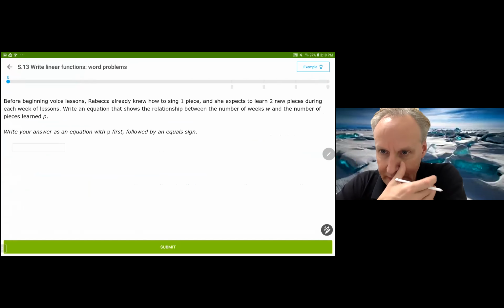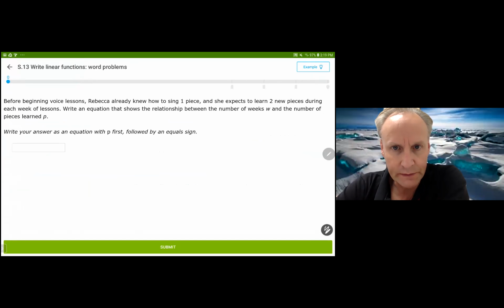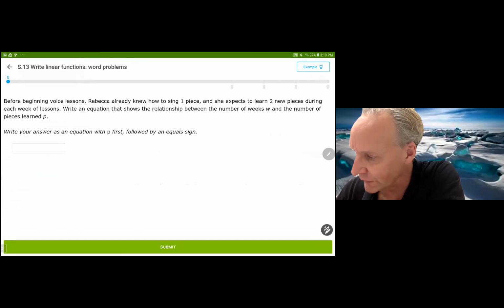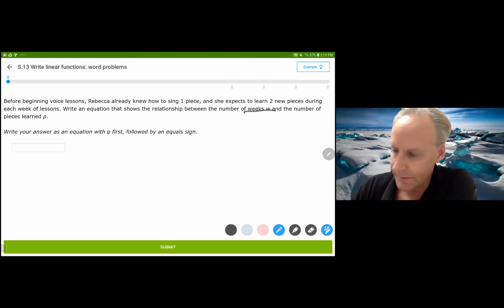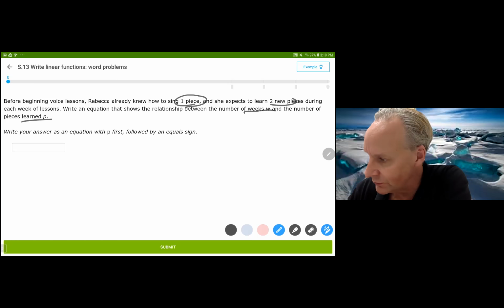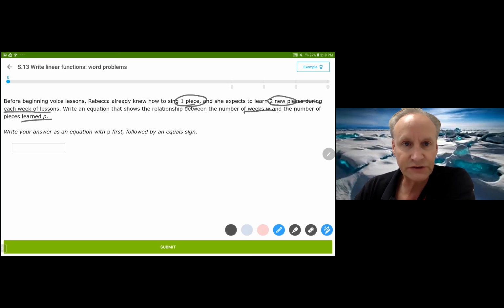Looks similar to the slope-intercept form over here, except they want me to use different variables. Let's see. Write an equation that shows the relationship between the number of weeks W, so we're going to use W for weeks, which makes a lot of sense, and the number of pieces learned, so P is the number of pieces learned. And it says she already knows how to sing 1. That's her starting point or y-intercept. And she's going to learn 2 new pieces during each week of lessons. That's the rate of change. That's how many she's changing it.